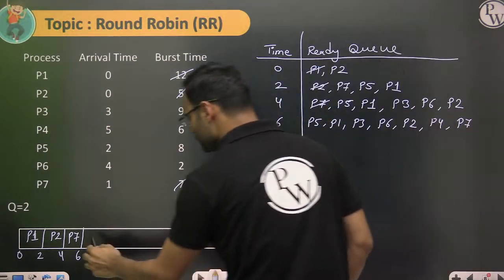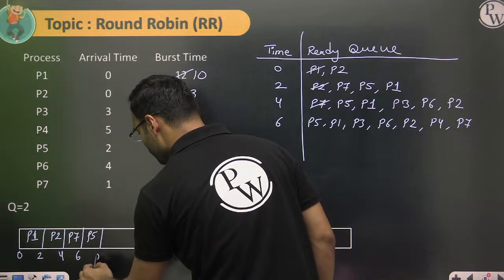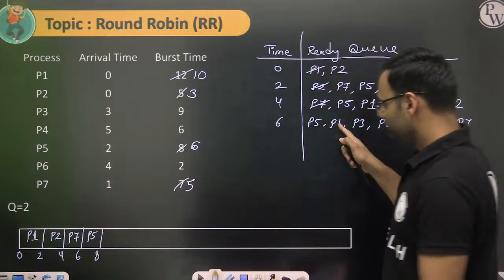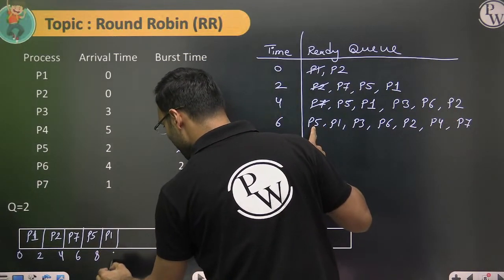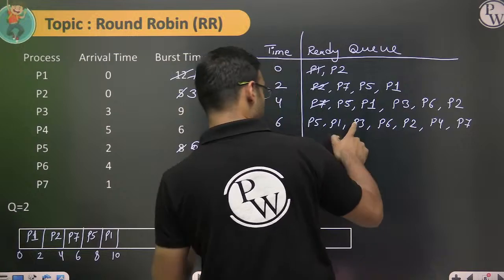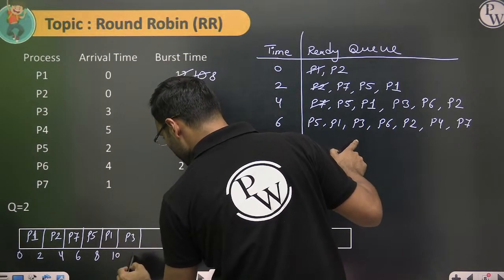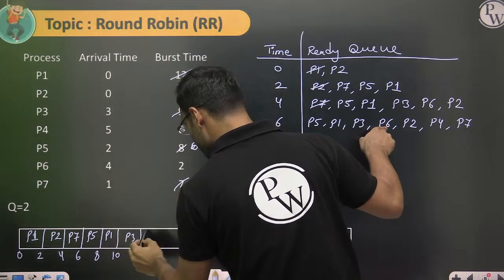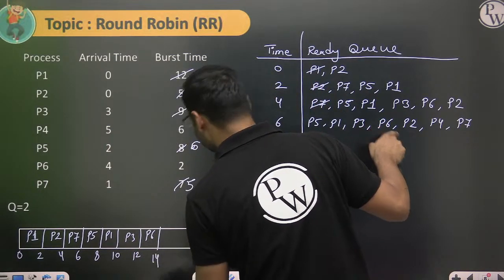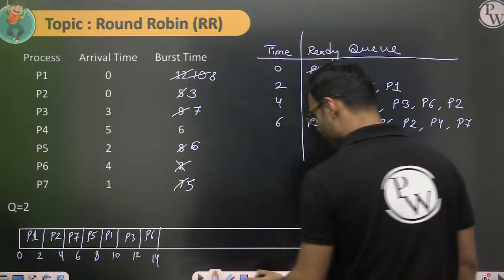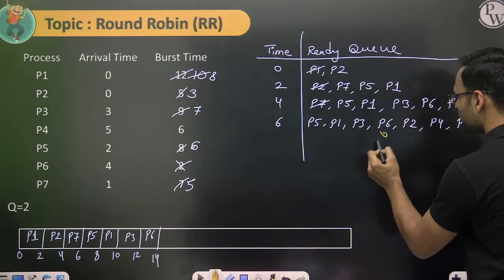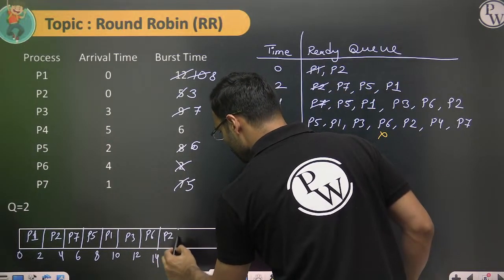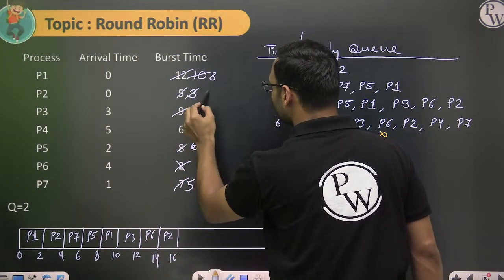First process P5. 2 time unit up to 8, remaining is 6. Then P1. 2 time unit till 10, remaining is 8. Then P3. Till 12, remaining is 7. Then P6. Till 14, remaining nothing. So P6 is done. P6 over. Then P2. Till 16. P2 remaining only 1.